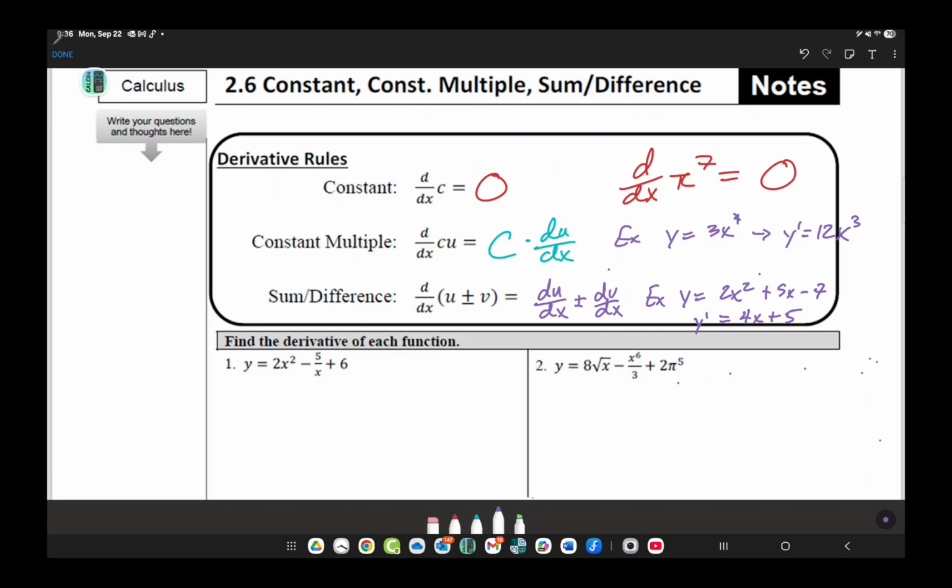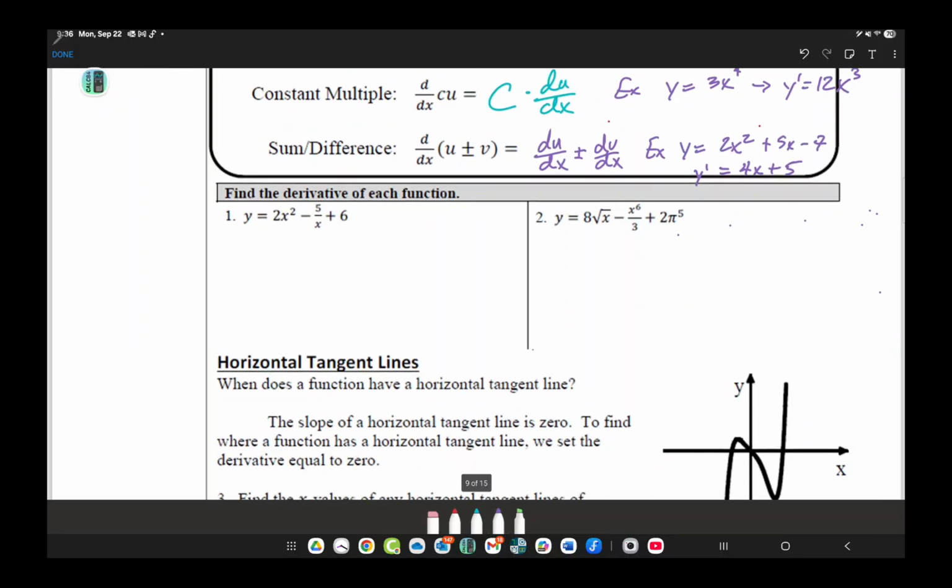Before you get started on any of these, it would be advisable to rewrite it in terms of actual exponents instead of having a variable in the denominator or a variable in a radical. So for number 1, you may want to rewrite this as y is equal to 2x squared minus 5x to the negative 1 plus 6. Then do the power rule separately. So y prime would equal 4x to the 1, plus, because we brought down a negative exponent, 5x to the negative 2.